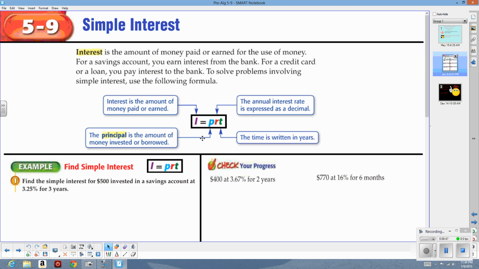Principal is the amount of money that's either invested or borrowed. R is the annual interest rate, expressed as a decimal, and T is the time in years.